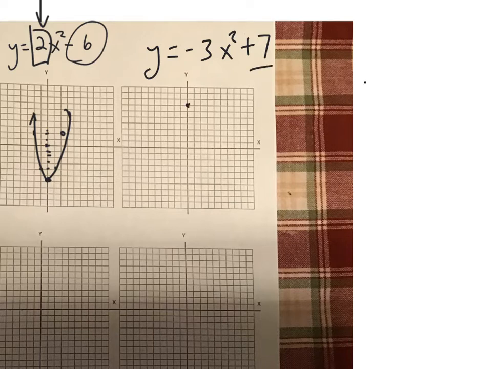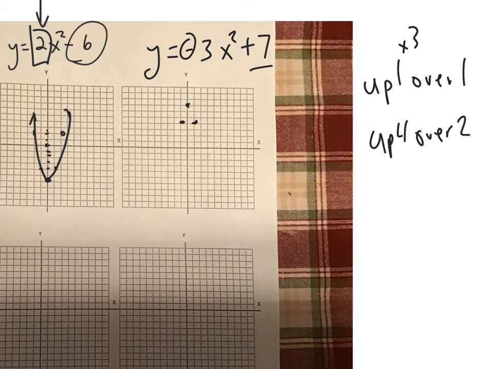Now, I'm supposed to go up 1 over 1. But first of all, this is negative, so it's going to go down, right? And then I've got to times this by 3. So I'm going to go down 3 from the vertex and over 1 like that. Now, my next step is supposed to be up 4 over 2, right? But I'm going to take that times 3. So that's 12. I've got to go down 12, right?